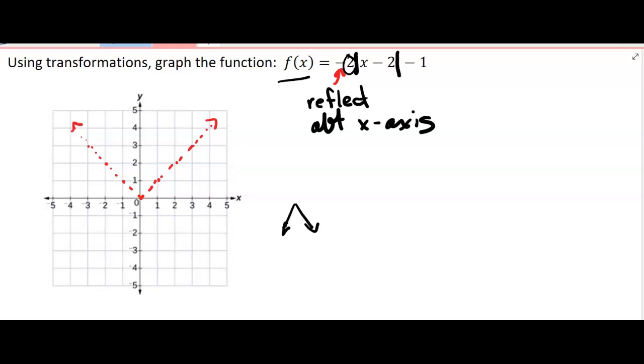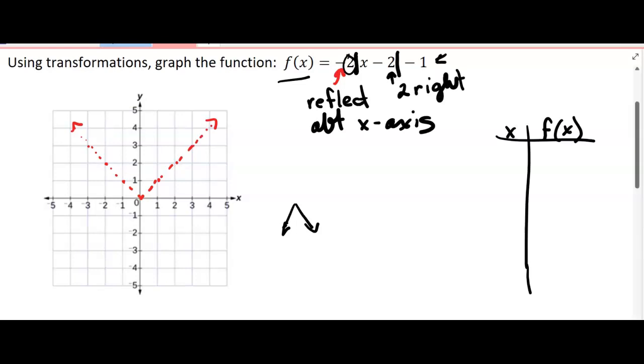We can do a table of values. I think I did that on the answer key. I'll have to post the answer key too. Hopefully I'll remember, so you can see that as well. So we can do a table of values to get those points if you're not familiar with how to do that. And then it's also going to shift 2 to the right, and 1 down.